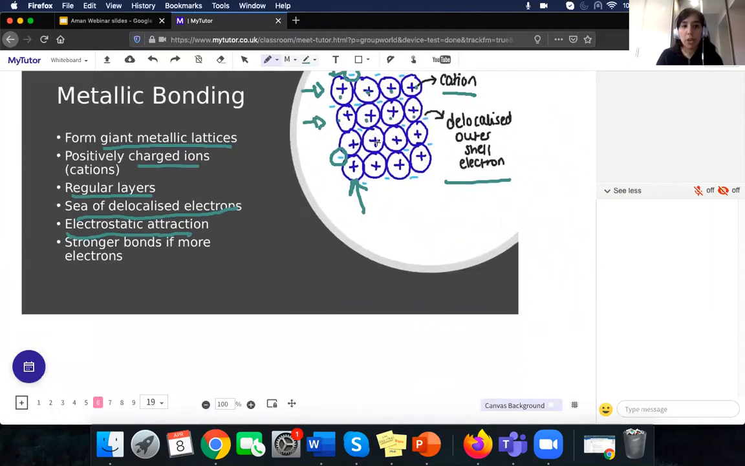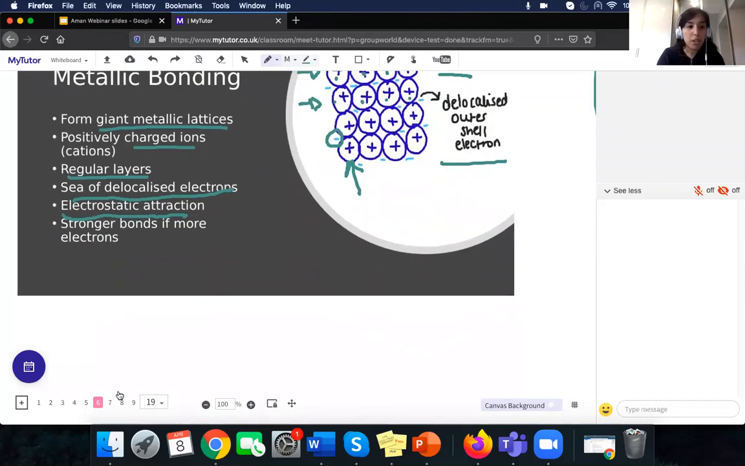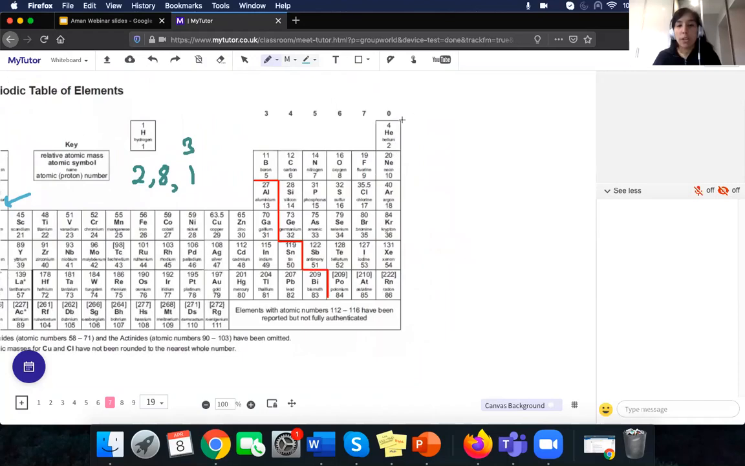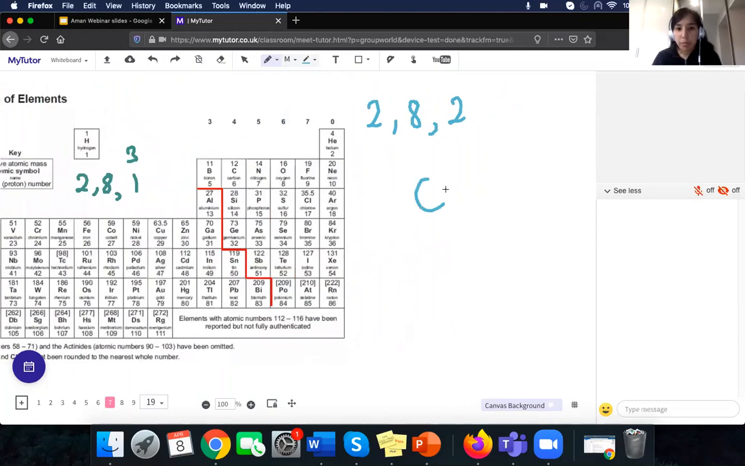Okay, so let's have a go at drawing the bonding then in magnesium and aluminium. So if we go to our periodic table, magnesium has an atomic number of 12. So here's magnesium. So to draw that, that means that it has 2 electrons in its outer shell, 2 in the first one, 8 in the second, 2 in the third. So that is our magnesium. It becomes positively charged, but it loses 2 electrons now. So remember, there are 2 in its outer shell.